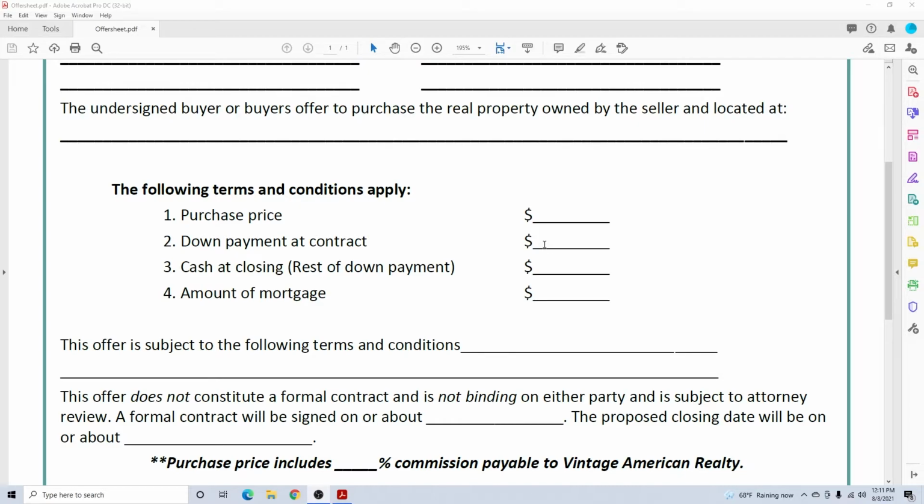So now if you take away the down at contract and cash at closing from the purchase price, you should end up with the amount of the mortgage. So conversely, if you add up the amount of the mortgage, the cash at closing, and the down at contract, you should end up with the purchase price. So you want to just check yourself, make sure your numbers are right.